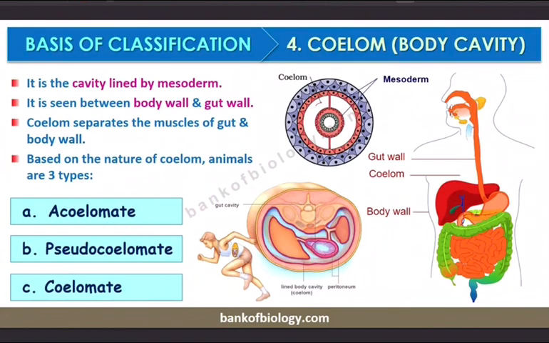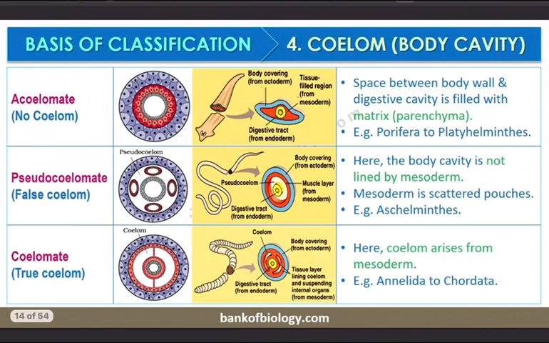It is the cavity lined by mesoderm. So you can see the presence of coelom here. It is seen between the body wall and gut wall. So between body wall and gut wall, there is a space. That space is coelom. Coelom separates the muscles of the gut and body wall. Based on the nature of coelom, animals are of three types, as we discussed: acoelomate, pseudocoelomate and coelomate. In acoelomate, there is no coelom at all. The space between body wall and digestive cavity is filled with matrix, as you are seeing here.